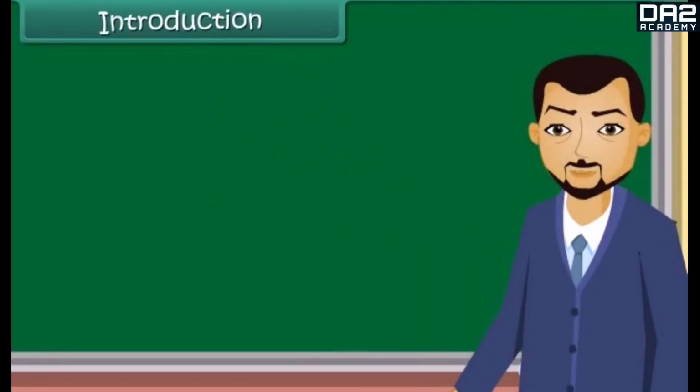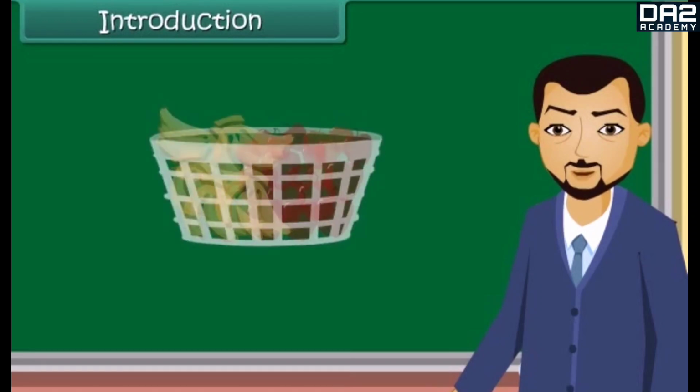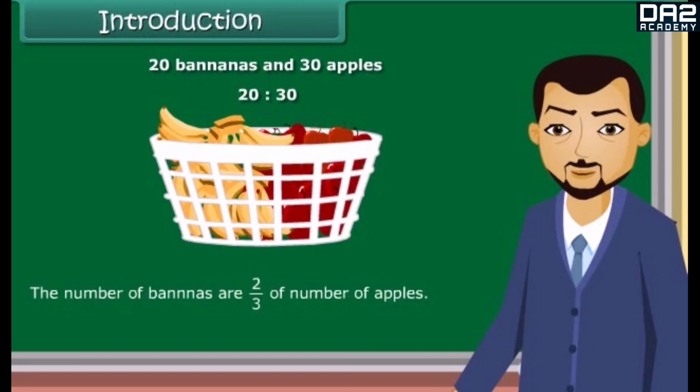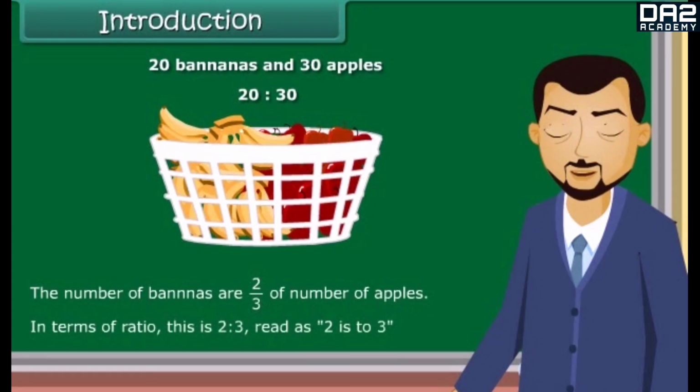Introduction. Ratio means comparing two quantities. A basket has two types of fruits, 20 bananas and 30 apples. Then the ratio of the number of bananas to the number of apples is equal to 20:30. The number of bananas is 2 upon 3 of the number of apples. In terms of ratio, this is 2:3, read as 2 is to 3.